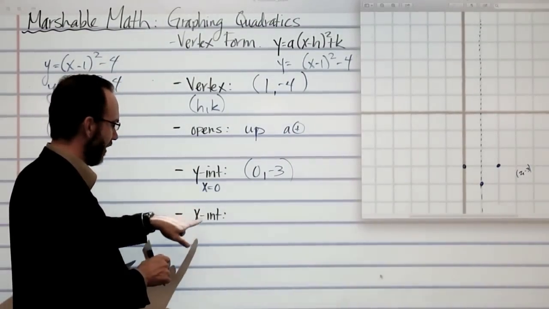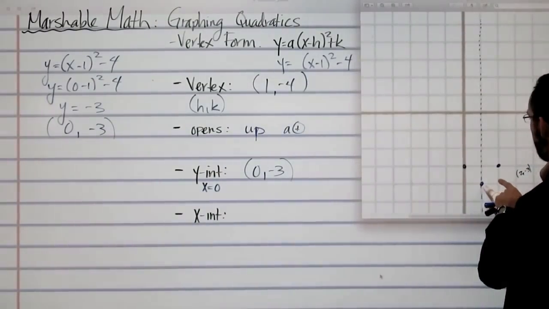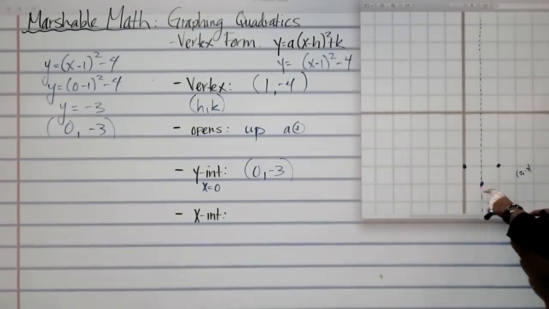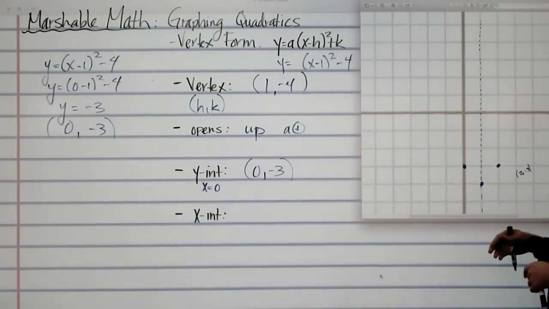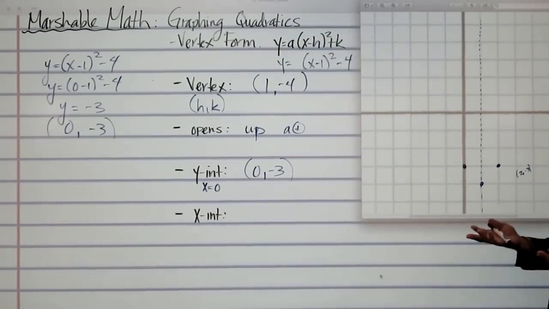All right, so moving on now, x-intercepts. If the vertex is down here in the bottom and it opens up, I know that it's going to cross the x-axis at some point. Now, if the vertex had been here and it opened down, I could have told right away that it wouldn't have crossed the x-axis, and so I wouldn't bother looking for an x-intercept. But I know this one does.